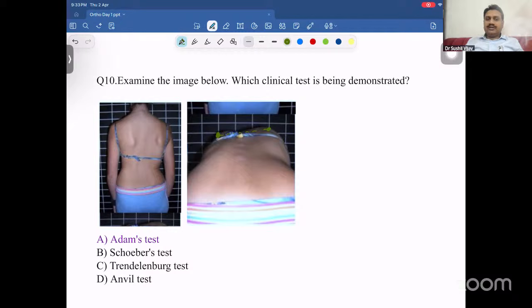Why are we doing this test? Is this Adams? Is this Schober's? Is this Trendelenburg? Is this Elbow? कौन सा है इसमें से? And why are we doing it? Scoliosis. Very good. It is for scoliosis. What test is this? Adams, right?